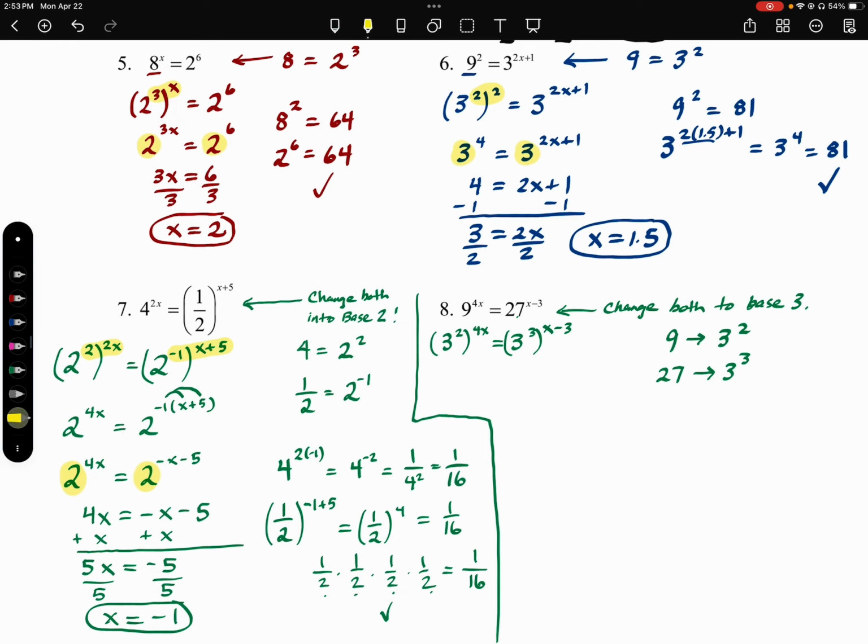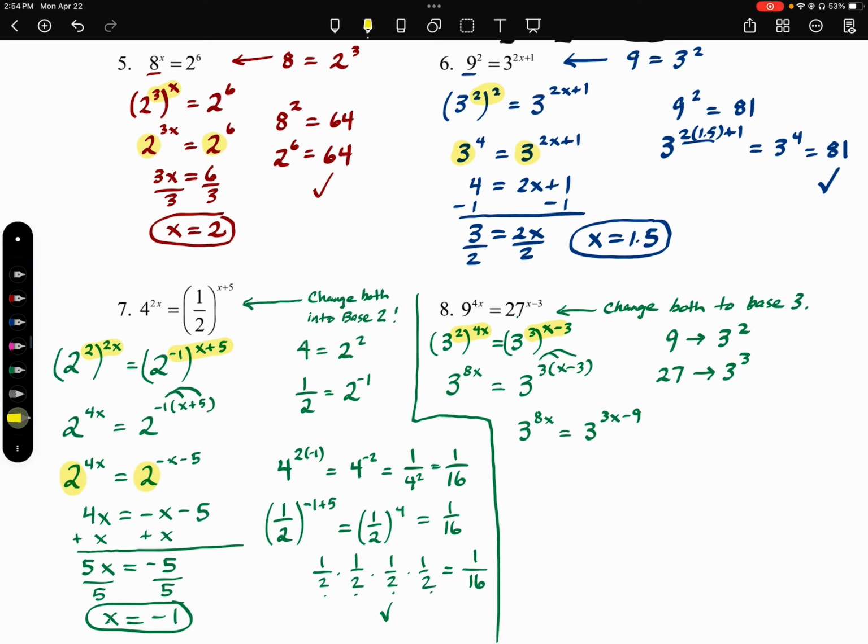And let's apply our exponent properties here, right? Power to a power, we need to multiply. So we have 3 to the 2 times 4x, which would be 8x. And then on the other side here, we'd have 3 to the power of 3 times x minus 3. And you can go ahead and distribute that through if you want to. We'd have 3 to the power of 8x is equal to 3 to the power of 3x minus 9.